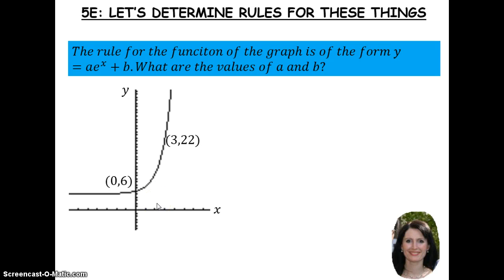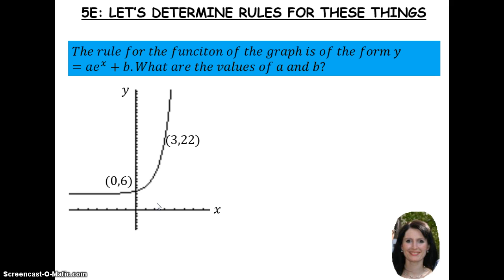Today we're looking at exercise 5E from your Essential textbook. Now we're going to determine rules for graphs, and it's the same as what we've done in the past. Here we have a question that tells us the rule for the function of the graph is of the form y equals a e to the power of x plus b. We want to find the values of a and b.